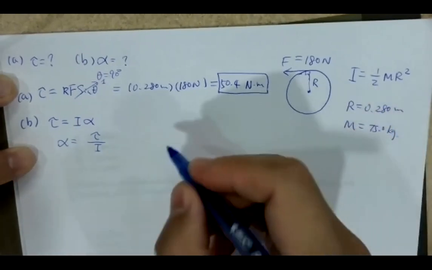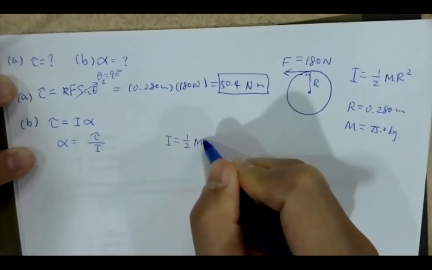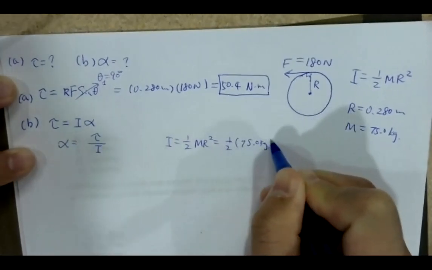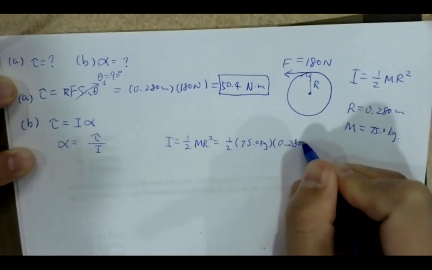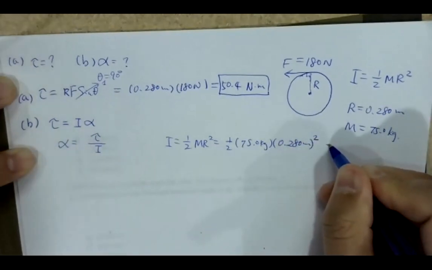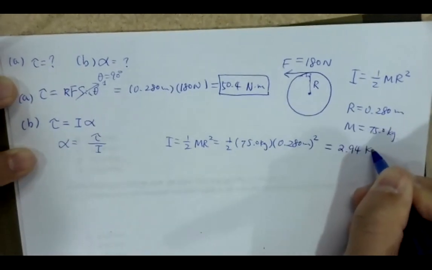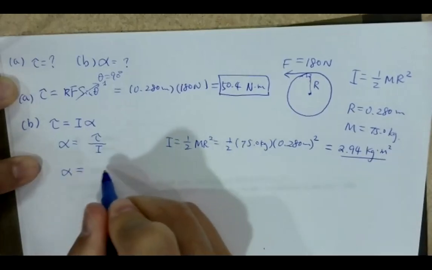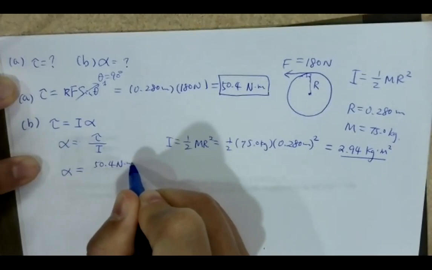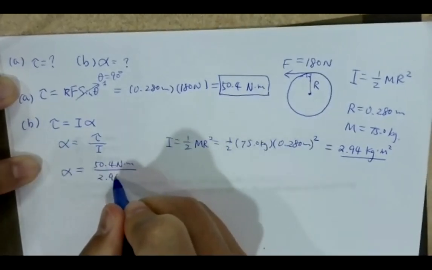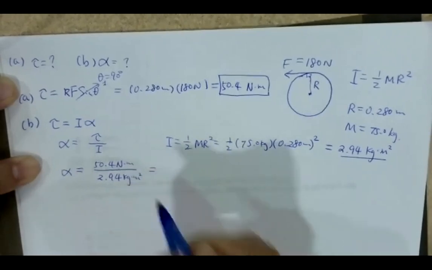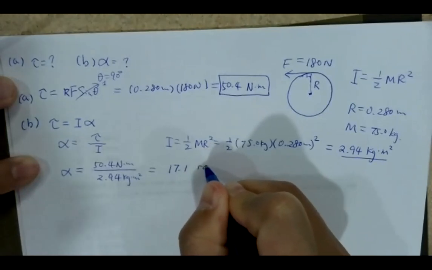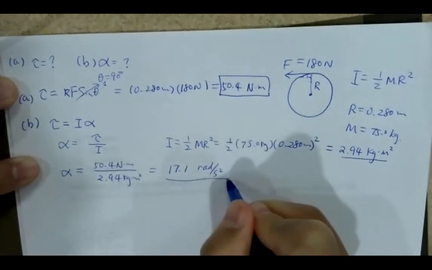So you can calculate I first. I is equal to 1/2 m r squared, so 1/2 times 75 kilograms times r squared. That gives you 2.94, in kilogram meter squared. Then your alpha is equal to 50.4 divided by 2.94. So that would be 17.1 radians per second squared.